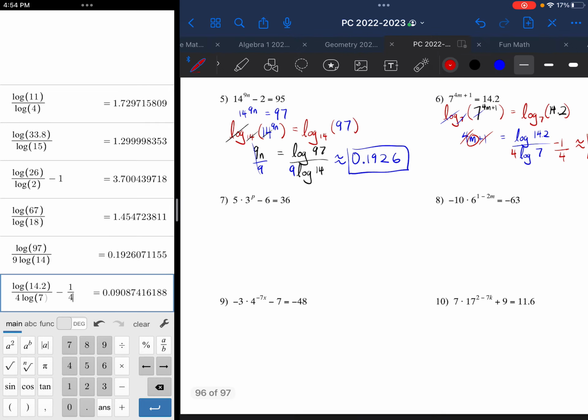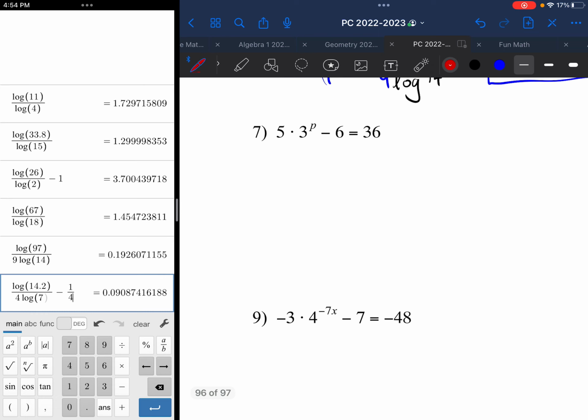Number 7. Oh, we're getting even harder. I mean, number 9 and number 10 are really the hardest questions, so we're not quite there yet. Let's try number 7. So I need to isolate the exponential. Right now, 3 to the power of p is the exponential. This pesky minus 6 and this pesky 5 are in the way. Reverse order of operations tells me I'm first going to deal with this minus 6. So I'm going to add 6 to both sides.